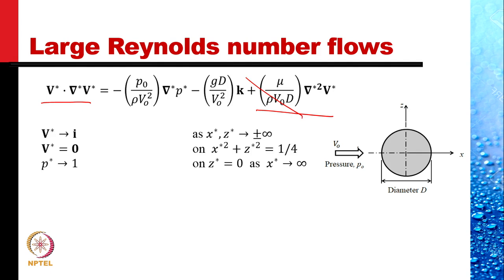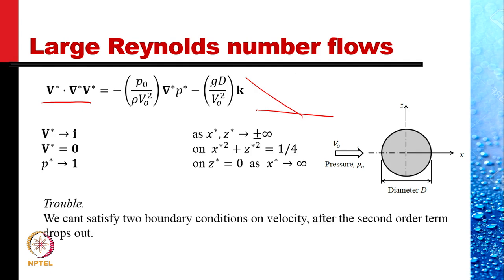The boundary conditions are these, but we sense trouble. There are two boundary conditions on velocity, but this equation has only one derivative of velocity. This cannot take two boundary conditions in velocity, it can take only one boundary condition in velocity. A boundary condition is upstream and a boundary condition on the surface of the sphere.